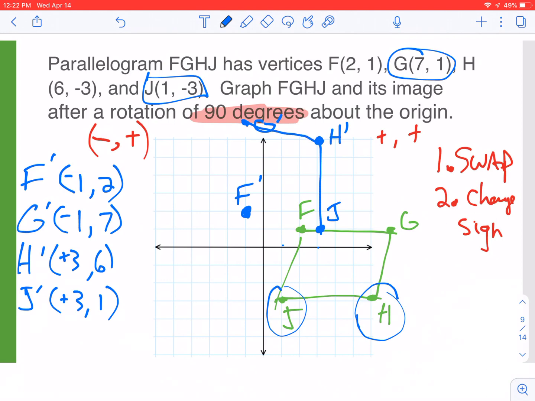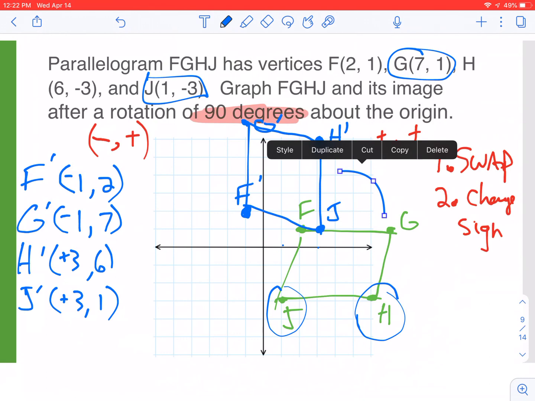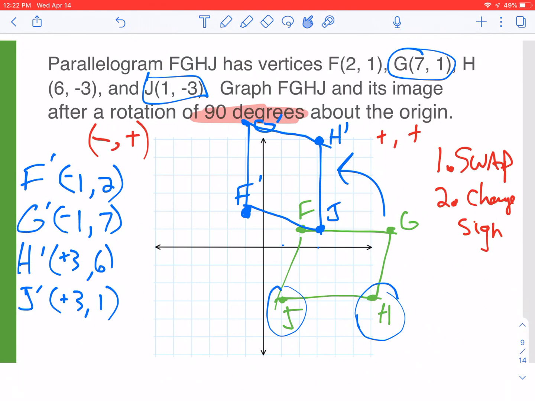So this whole thing gets rotated like that. If I can draw this, if they're going to let me, gets rotated that way. So if you can imagine that whole thing spinning up toward the left, that would be 90.